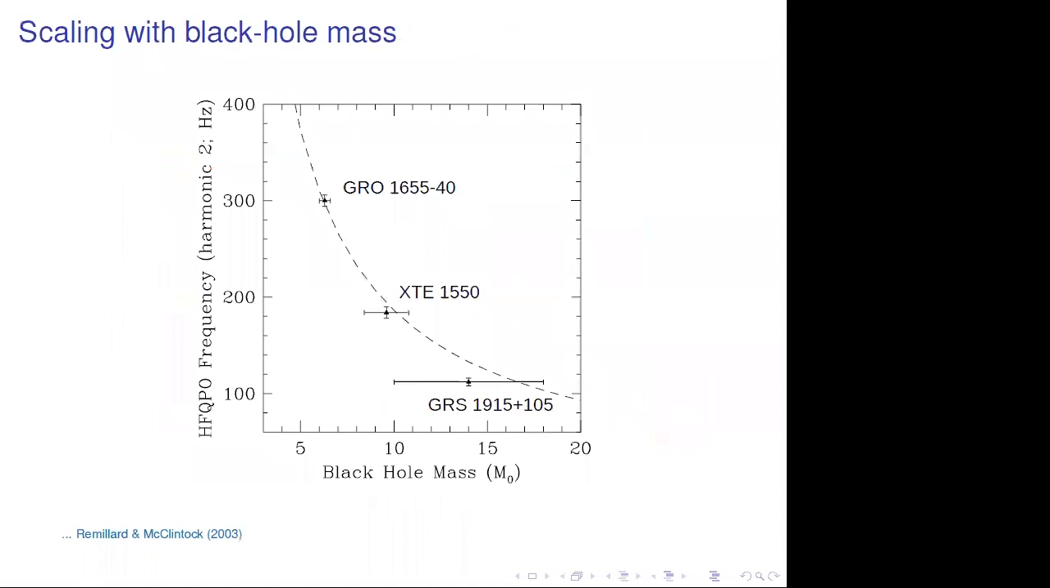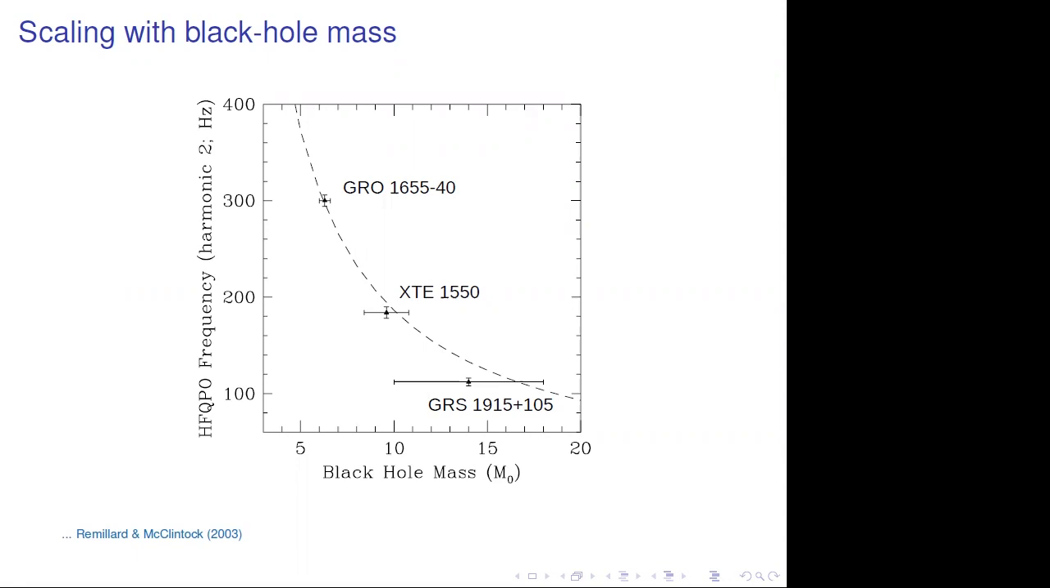This is also supported by this observation where people found, mostly Remillard and McClintock, that they drew on one axis the frequency of this QPO in different black hole systems, and on the other axis they put the mass estimate or mass measurement, which you can infer from the binary period and this kind of ordinary Newtonian spectroscopy. So in these three systems, you have QPOs and you also have a mass estimate.